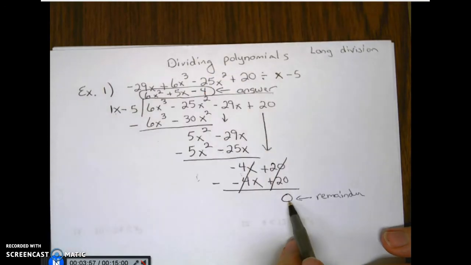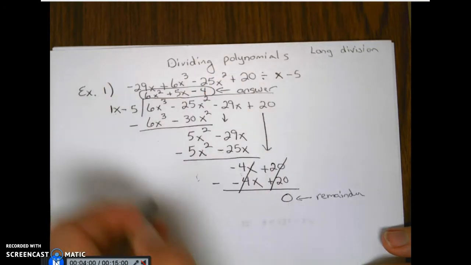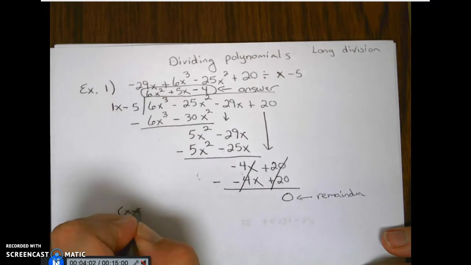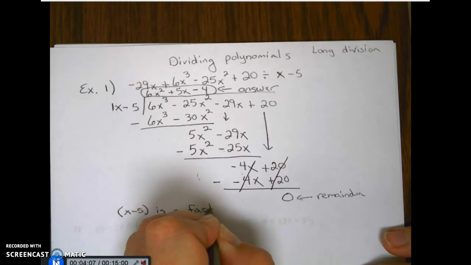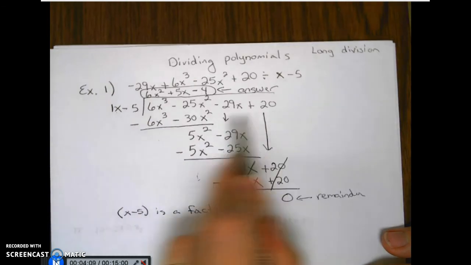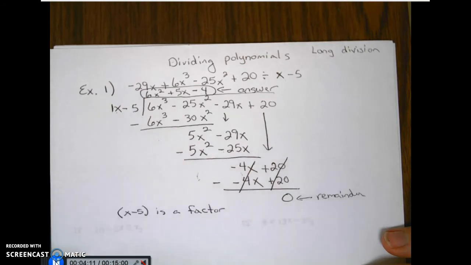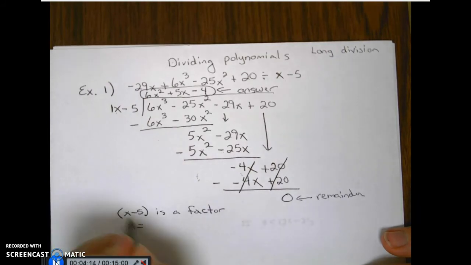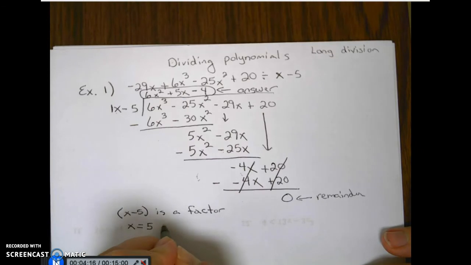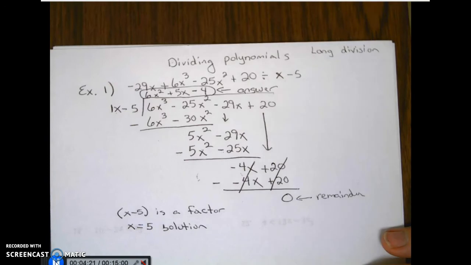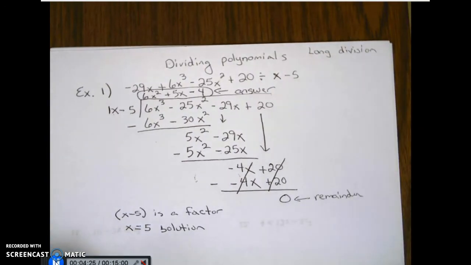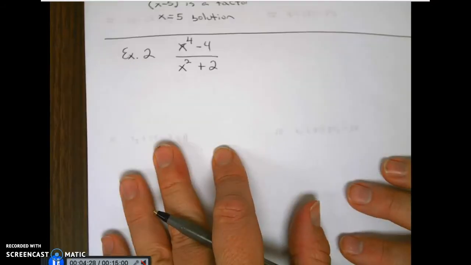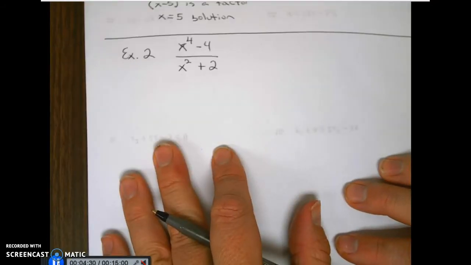Since there's no remainder, x minus 5 is a factor of this polynomial. And we can also tell that we have x equals 5 as a root or a solution. Okay, let's look at another example.